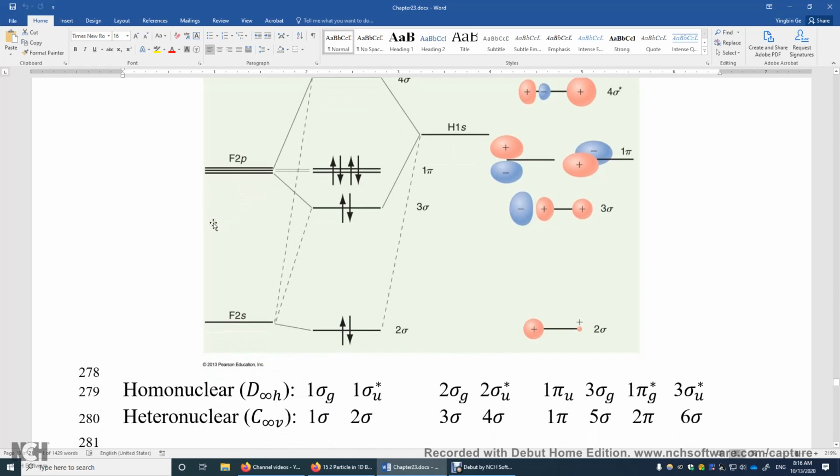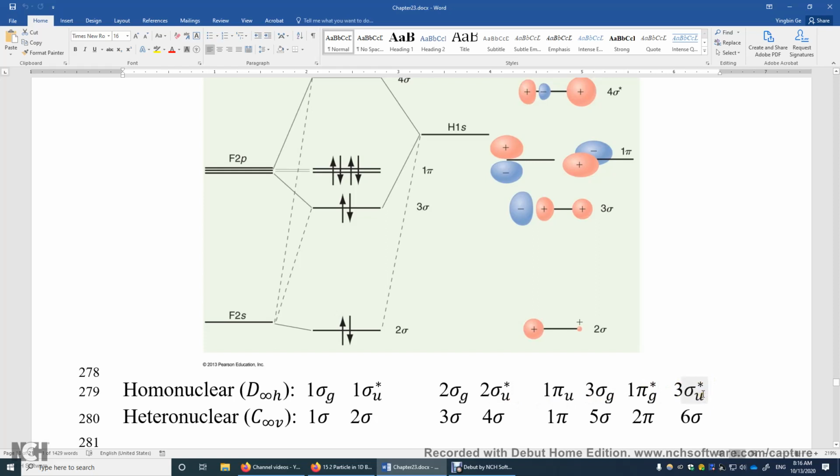Now let's look at the naming again. If we are looking at a homonuclear diatomic molecule with a D∞h point group, we apply g and u to denote the symmetry of the MO. So it's 1σg, 1σu*, 2σg, 2σu*. And then 1πu, 3σg, these two are bonding, and then 1πg*, 3σu*. So this is the order for B2, C2, N2.